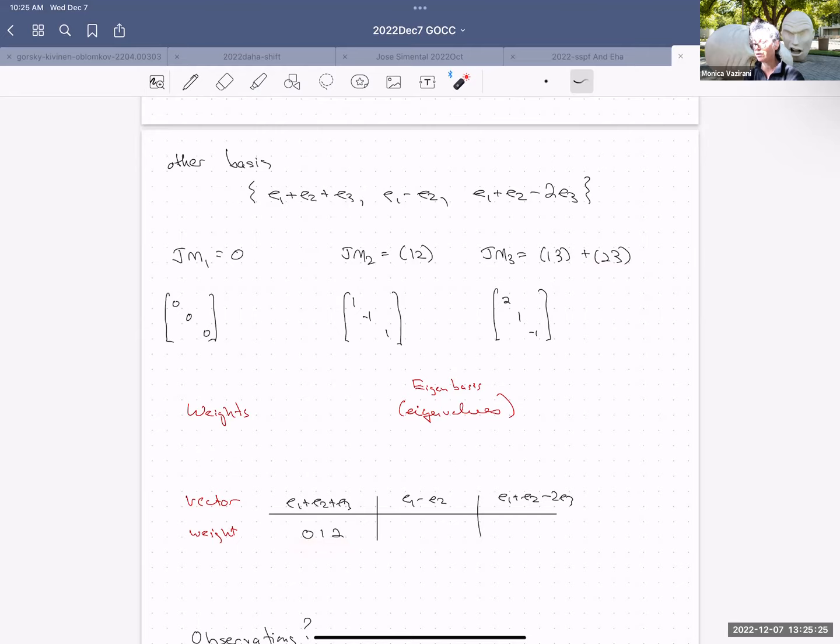All right, so let's see. Let's try to figure out the weight of E1 minus E2. That means I'm going to put here, how does JM1 act? Well, it always acts as 0. How does JM2 act on the second basis vector? Oh, it acts as minus 1. I can just read it off of here or I can recompute. How does JM3 act on that same basis vector? I can read off this value or I can recompute. 1. All right. And then we can compute the weight of the third one. I'll let you think a little bit before we do the answer.